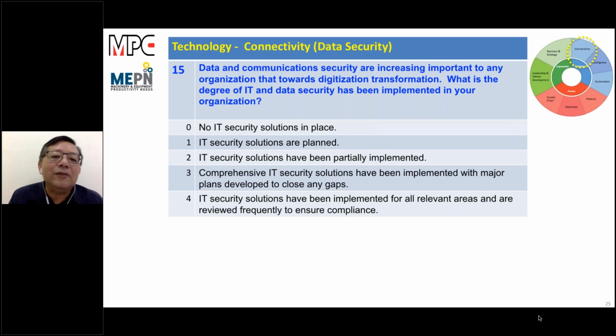Number three is a comprehensive IT security solution has been implemented, with a major plan developed to close any gap. Meaning you already implemented it, but you still have some gaps that you need to close. Number four is the IT security solution has been implemented for all relevant areas, and is reviewed frequently to ensure compliance. So far, most of the MNCs in Malaysia are at number 4. It's critical because they have multiple sites, so their IT security is very well covered. But for Malaysia, I think we still have to learn, and the cost to engage data security is not cheap.